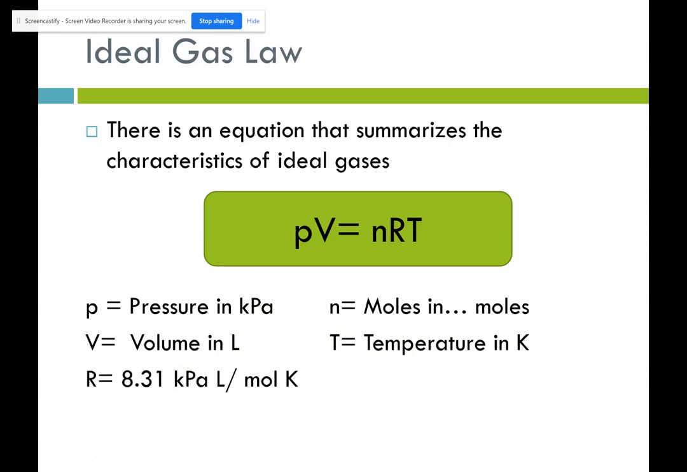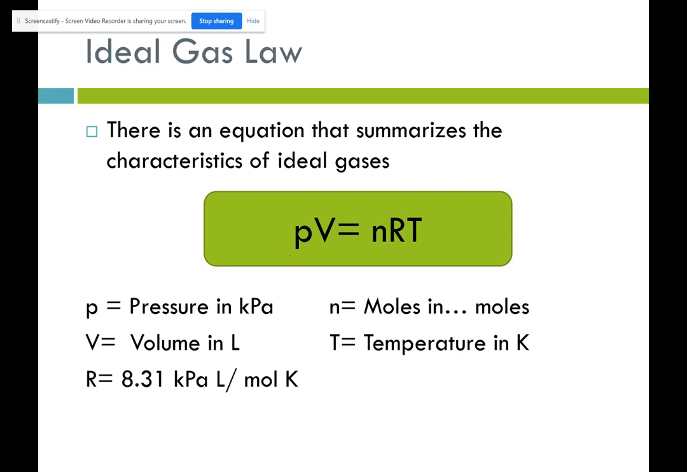Now, sometimes we're not changing between two conditions like we've been looking at so far with a P1 and a V1, a P1 and a P2, or a V1 and a V2. Sometimes we just need to know what's happening with a gas in a specific state that we're in. In that case, what we would often use is something called the ideal gas law. The ideal gas law is an equation that summarizes the characteristics of an ideal gas. Okay? So how we calculate that is using PV equals nRT. That's the ideal gas law.